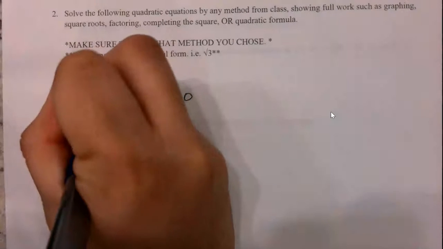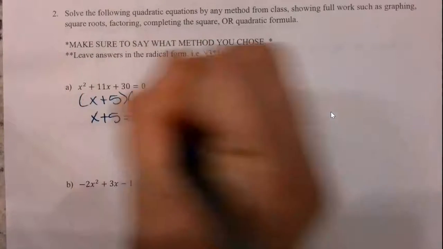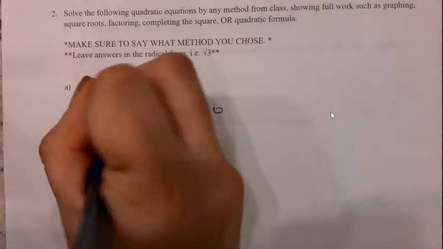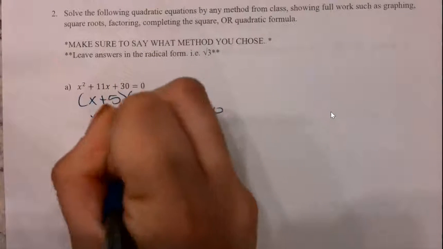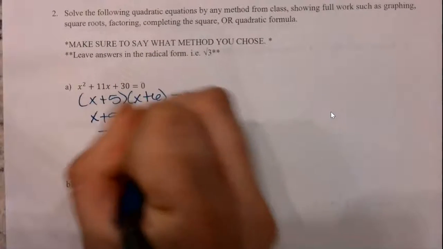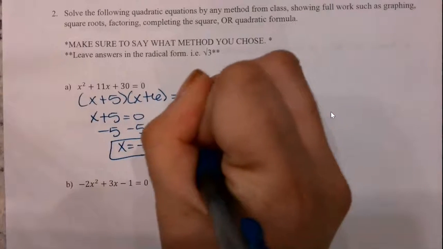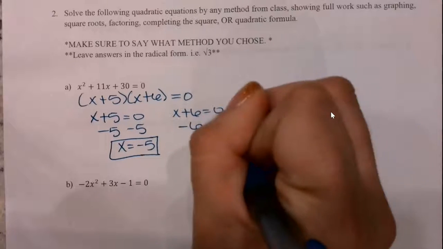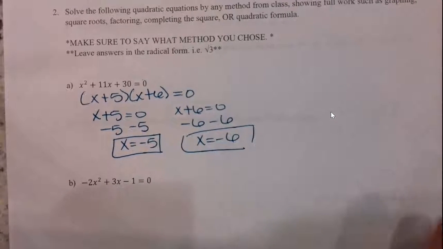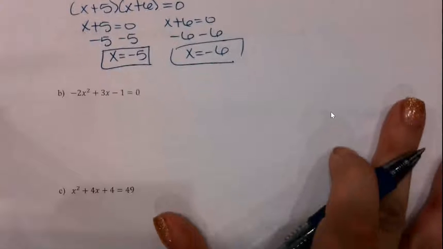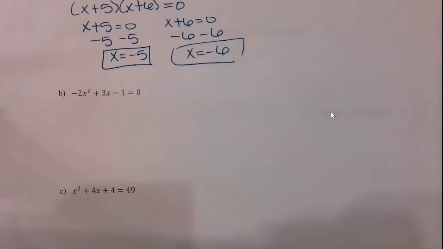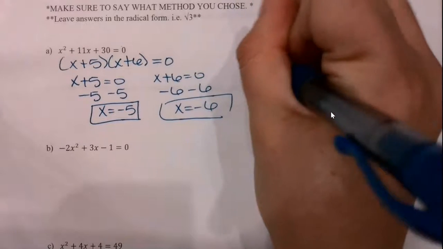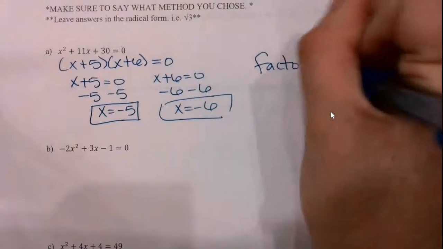Okay. Then I take each of my factored pieces and I set them equal to 0. And then I just solve for x. So on the first one, I subtract 5 on both sides, and I get x equals negative 5. On the second one, I subtract 6 on both sides, and I get x equals negative 6. So there are two answers. Part of the question stated to make sure I said what method I chose. So this one, I chose factoring.